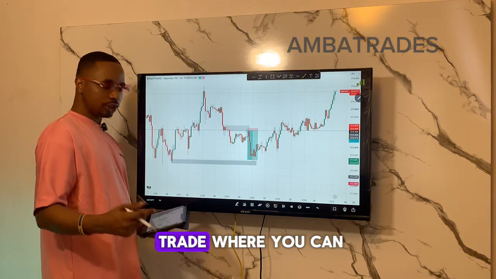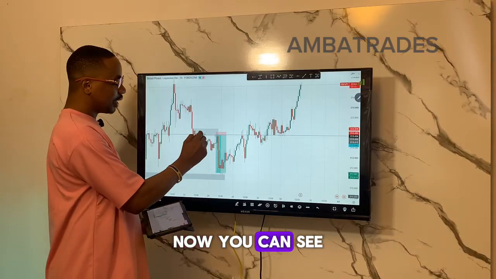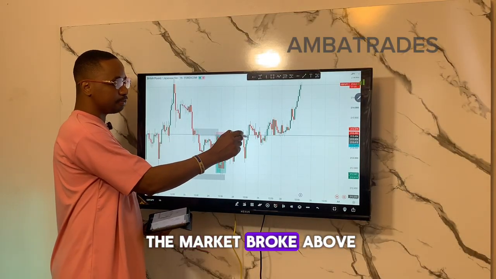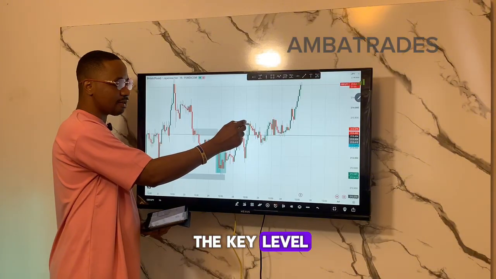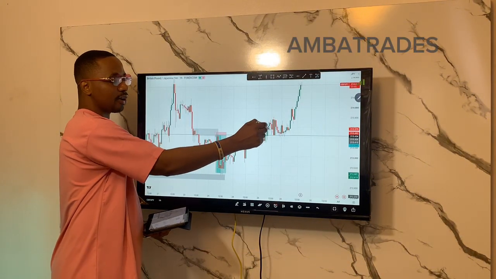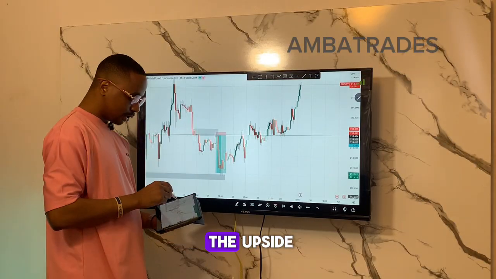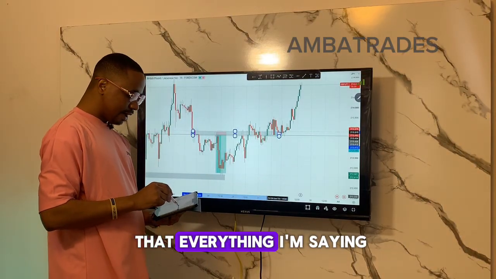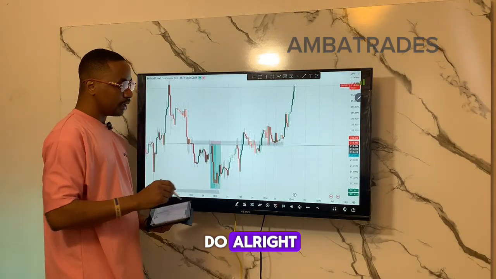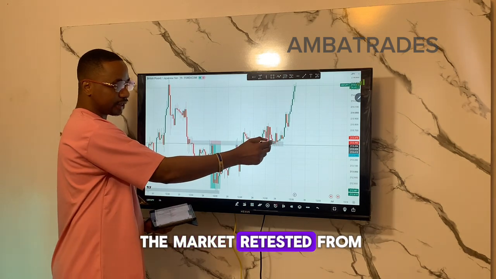Now this is another trade where you can easily take. All right. Now you can see this was a key level. What did the market do? The market broke above the key level, came back, retested a zone right here, came up again, retested at that same particular key level, and it's buying to the upside. So you can see that everything I'm saying here is what I do. All right. You can see this is that particular key level where the market retested from and it's buying to the upside.